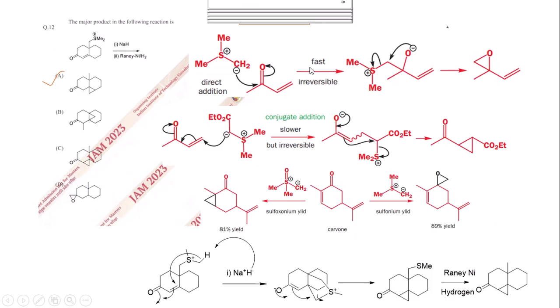Now we are going to the ylide addition. What is the ylide addition? Ylide can add to the carbonyl group, producing epoxides, or sulfonium ylides can add to the alpha beta unsaturated carbonyl group via the 1,4 addition. Sulfur ylides behave differently compared to phosphonium ylides, where in the Wittig reaction we get the carbonyl compound converted to alkenes.